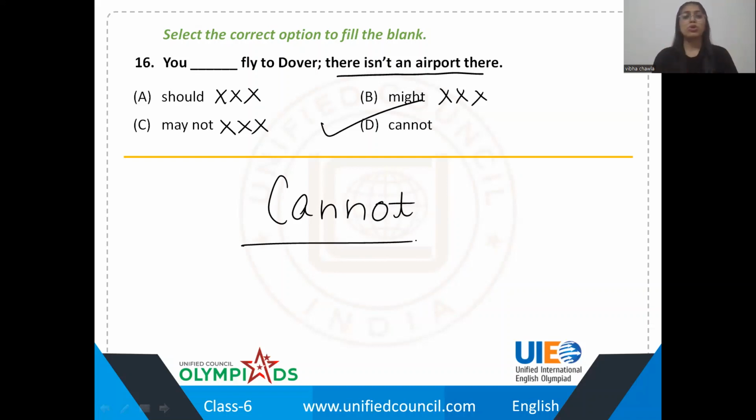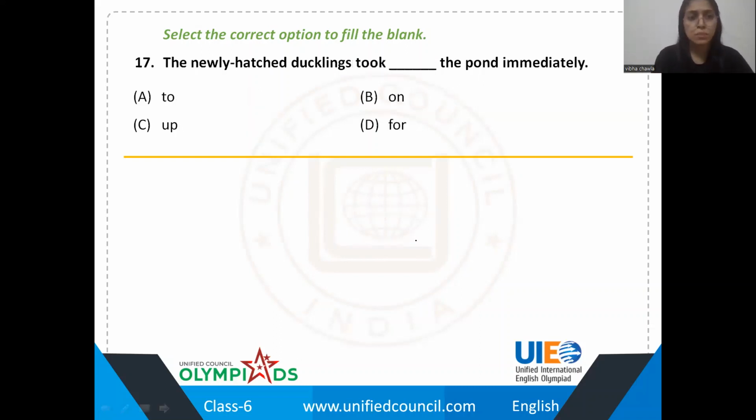Can is used to show your ability to do or not do something. Here you are not able to fly to Dover because there is not an airport.